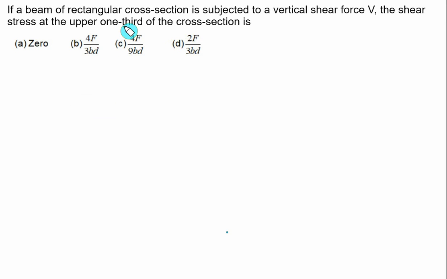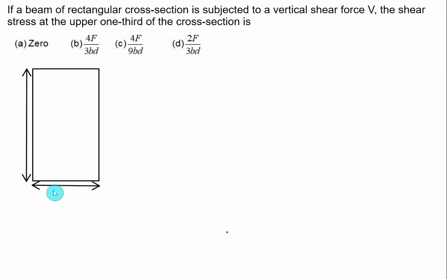If a beam of a rectangular cross section is subjected to vertical shear force V, the shear stress at the upper 1/3 of the cross section we have to find out, and we have given here 4 choices. So let's consider here we have a rectangle of width equal to B and depth equal to D. And we can mark here the centroid G and a neutral axis NA. In this case, you have to consider the 1/3 area of the total rectangle, and that is the upper area. So 1/3 area will be equal to 1/3 of B multiplied by D.